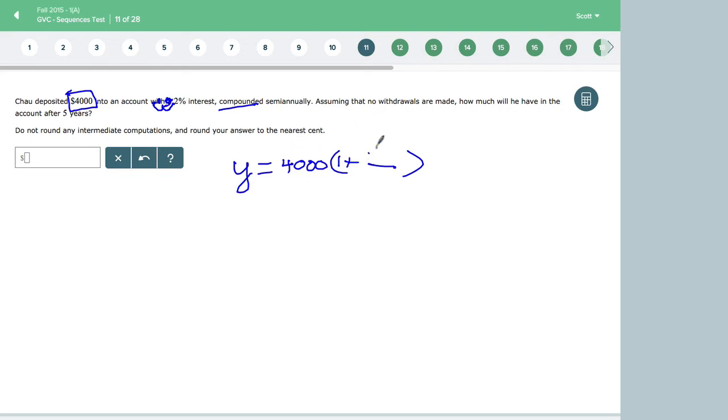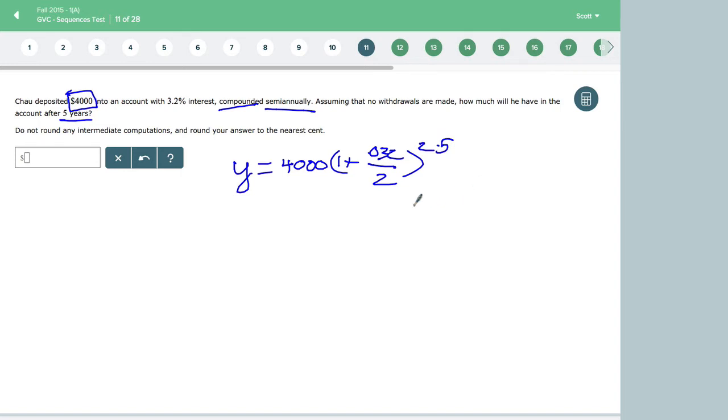So 0.032. Okay, let me do that again really quick. I just moved it 1, 2, and that left one open spot right there, 0.032. And now we're saying how many times is it compounded? It's compounded semi-annually, so that's 2 and 2 times, if no withdrawals are made, how much is it after 5 years? So it's times 5.